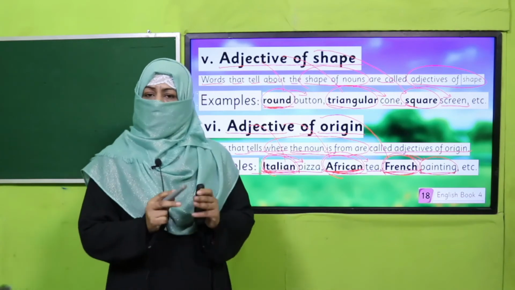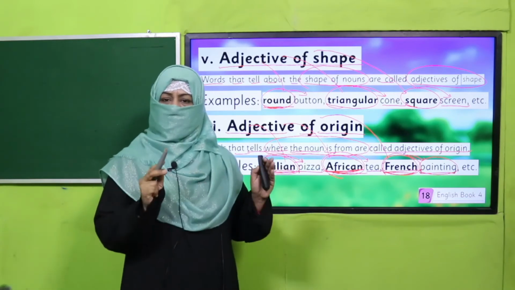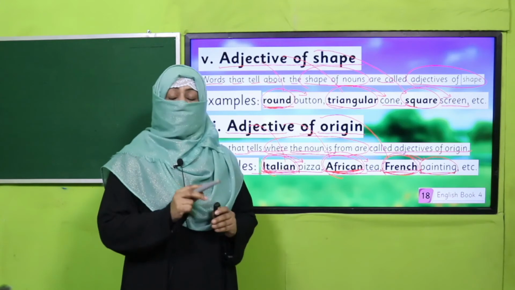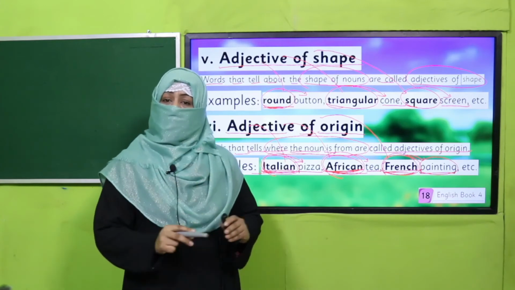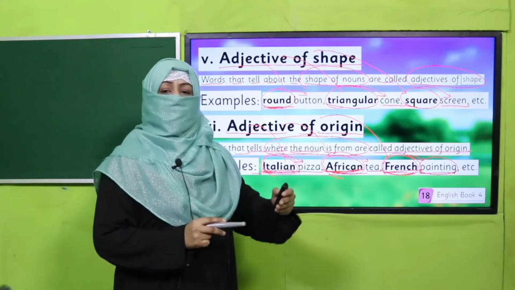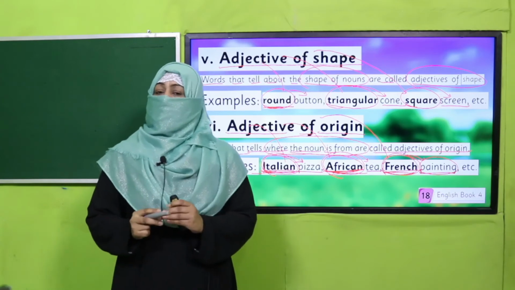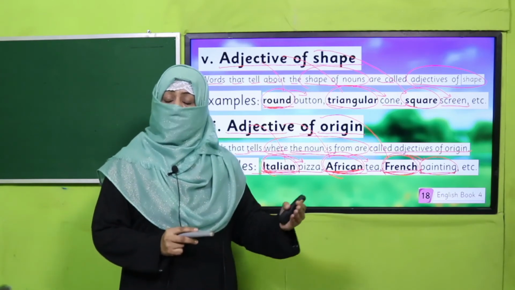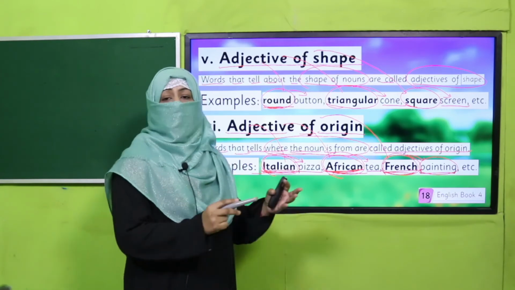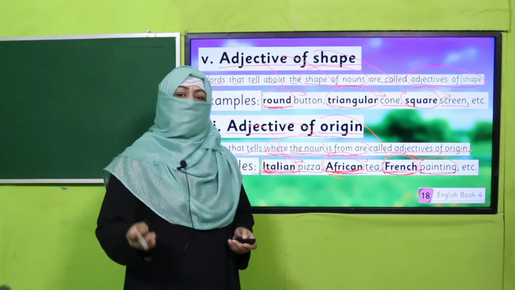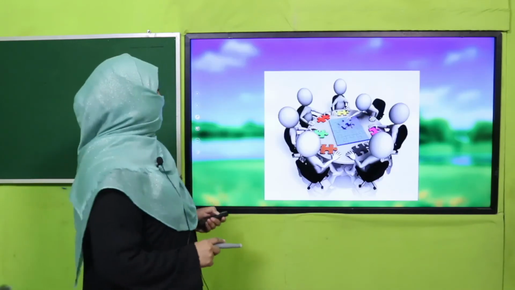So are you clear with the concept of kinds of adjectives? Now we know different words tell different things. An adjective may tell about the quality, quantity, color, and many more. So it's time for an activity.